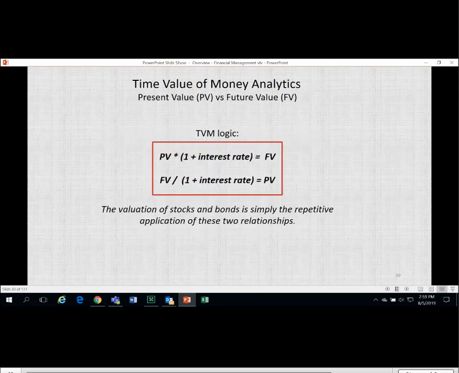So this TVM logic is really a simple logic that underlies everything in this course. If we want to convert PV to future value, we multiply by 1 plus the interest rate. If we want to convert future value to present value, we divide by 1 plus the interest rate. We'll find out when we go to value stocks and bonds, figure out what their market prices are, the analysis is simply the repetitive application of these relationships. So that's the simple logic that underlies so much of what we look at in this course.